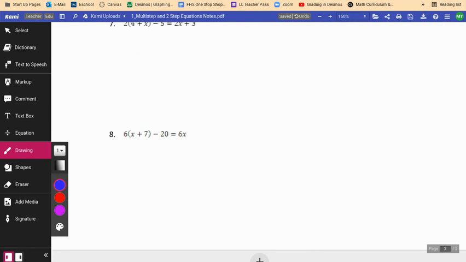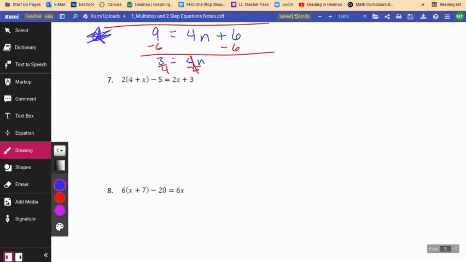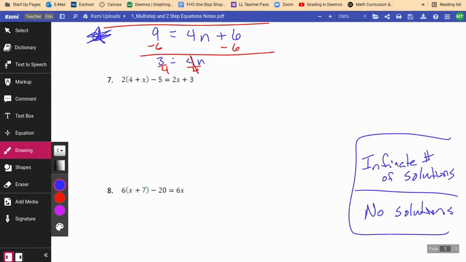All right, number 7 and 8. These are kind of special cases, right? One of these is going to be an infinite number of solutions, and the other one's going to be no solutions. So we need to figure out what happens when this happens. How do I know that it's going to be one of those two? Well, let's start working this out.